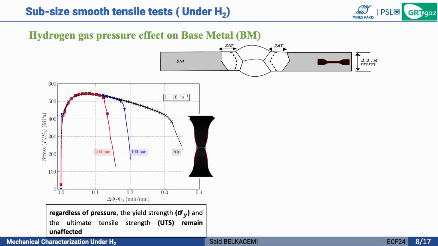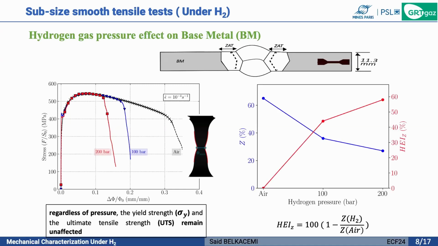Here I present the effect of hydrogen on the tensile properties of the base material. We have performed tests under air, 100 and 200 bar, and we can observe that regardless of the pressure, the yield strength and ultimate tensile strength remain unaffected. But we can see that we have a strong effect on ductility. Here Z refers to the reduction of area, and on the right we have the hydrogen embrittlement index. So we see that the ductility decreases with increasing hydrogen pressure, and the hydrogen embrittlement index may reach 60% under 200 bar.